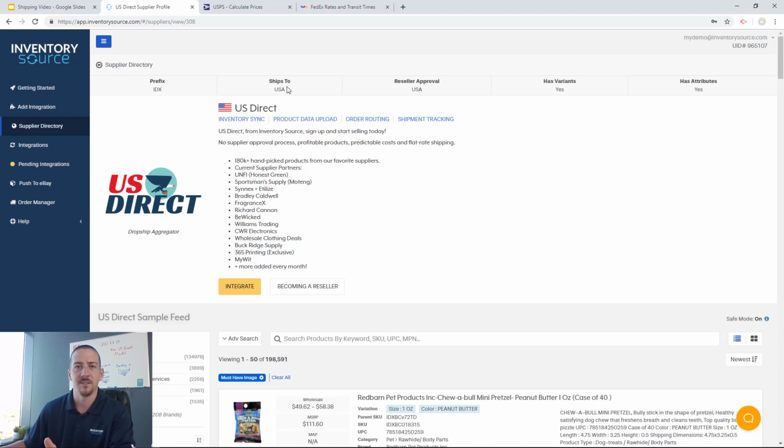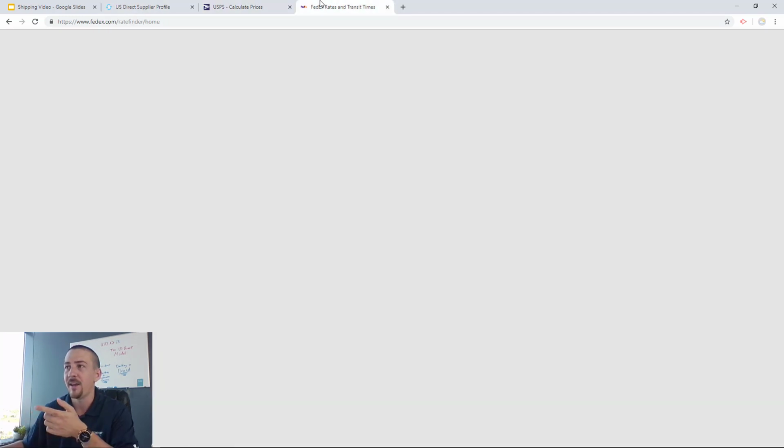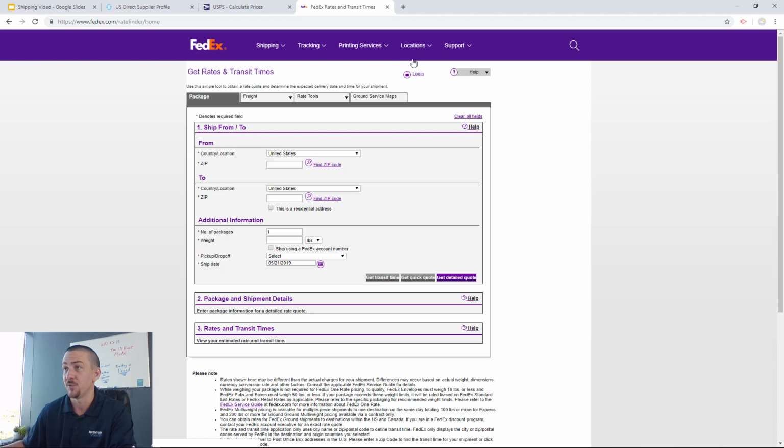Another last thing to consider is, if you're doing a lot of things off of your own carrier accounts and you're trying to decide which carrier account to use, go check out the calculated pricing and the calculators on the different carrier accounts. So for instance, USPS has its own shipping calculators. FedEx has its own shipping calculators as well. UPS has its own shipping calculators.